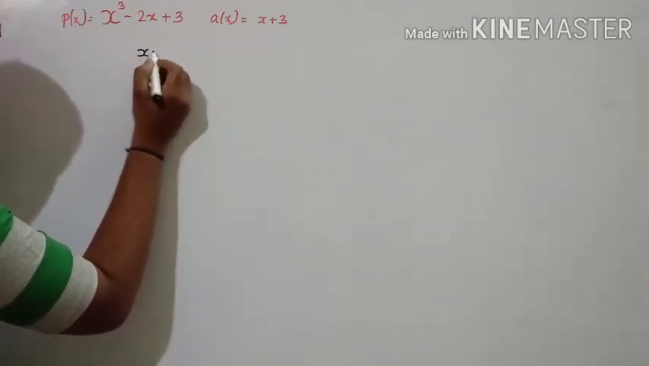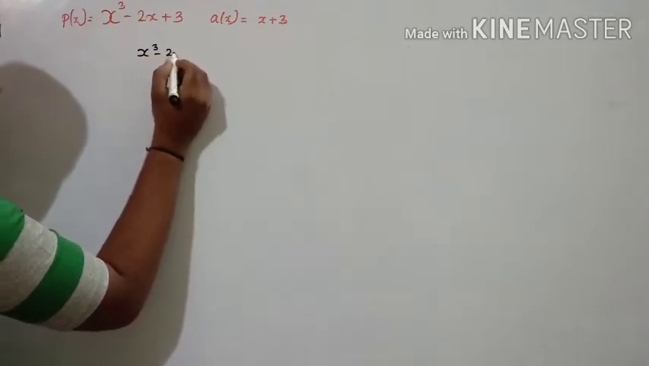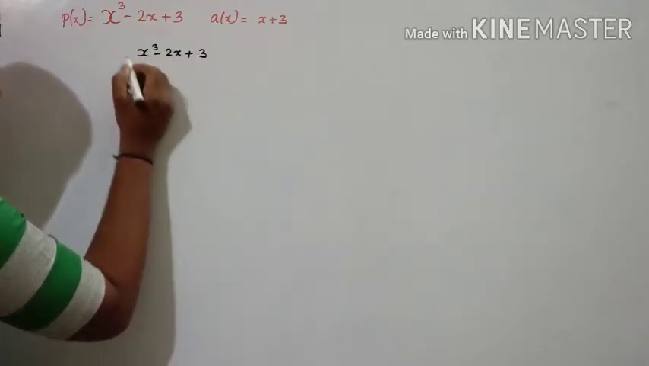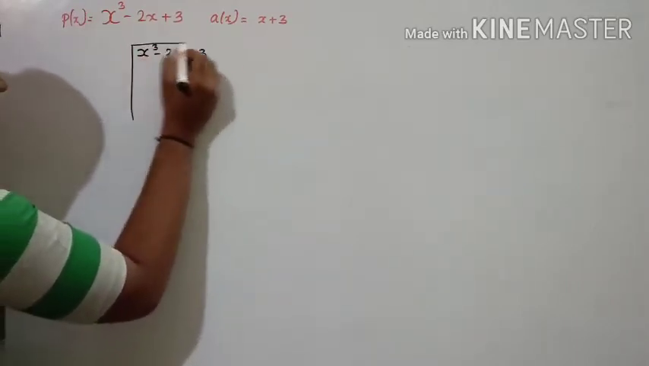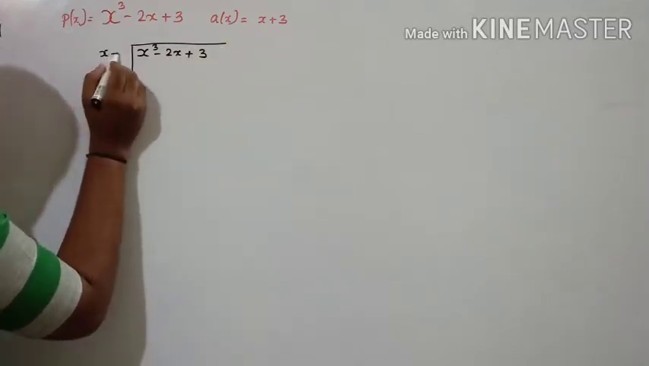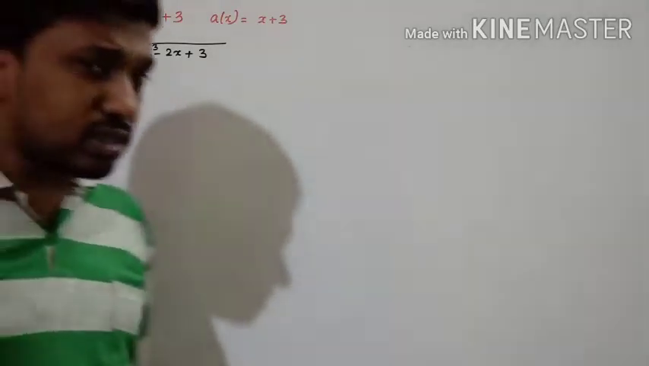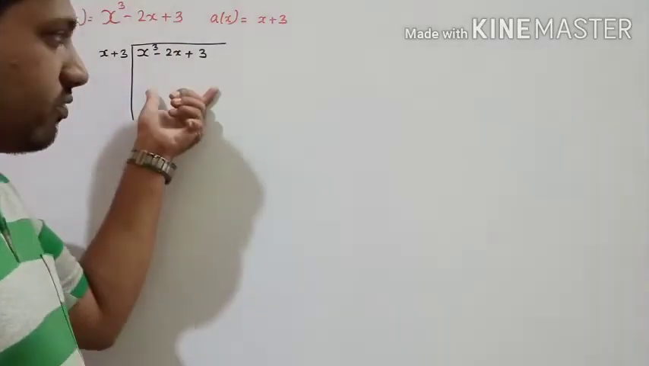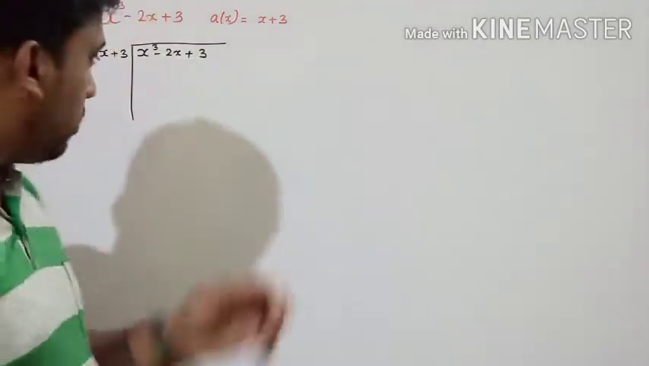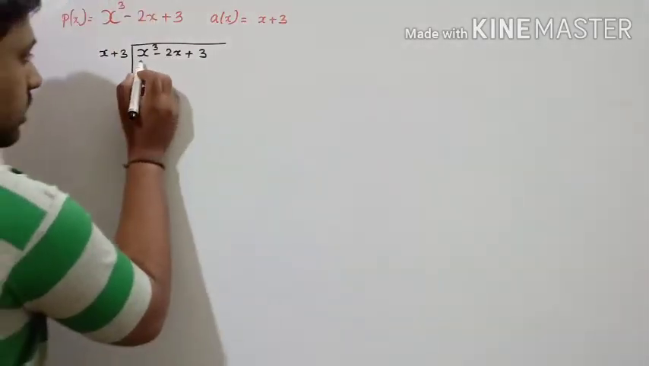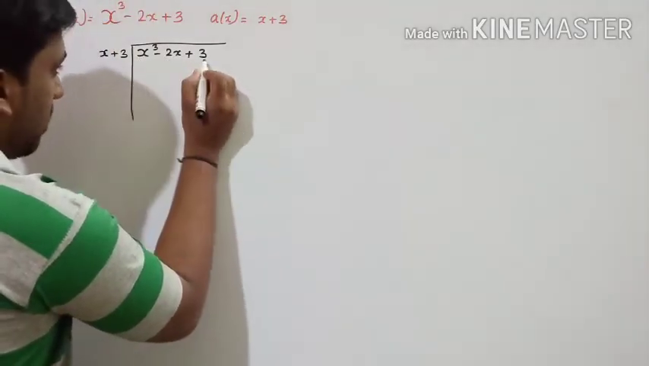So I am going to take x cube minus 2x plus 3 inside, and the divisor is x plus 3. Now I am going to divide this polynomial. Division of real numbers is easy, whereas for polynomials, observe carefully, there are simple methods we need to follow. So here this is x cube minus 2x plus 3.